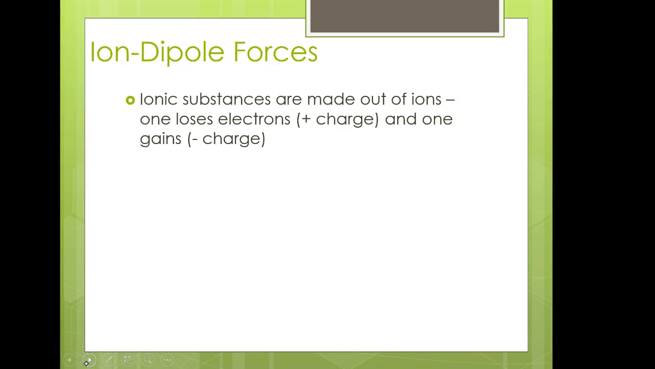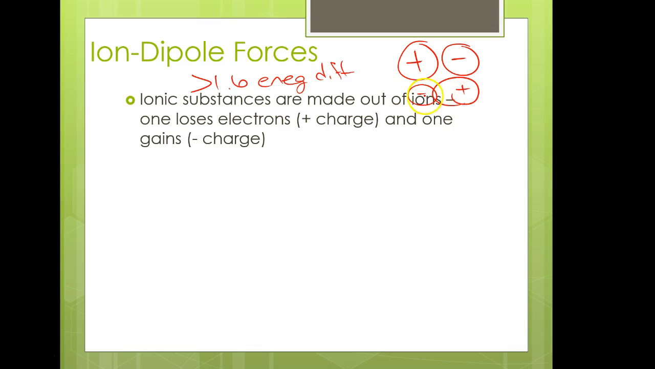The first one is ion dipole. An ionic substance is one with greater than a 1.6 electronegativity difference. It is made out of ions, meaning one has a positive charge and one has a negative charge, and that's what holds them together. That's their glue, the fact that the electrons completely transfer to the more negative atom.